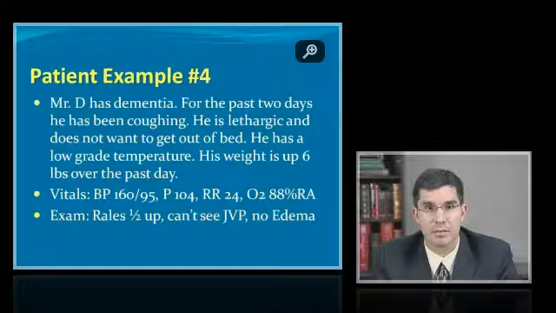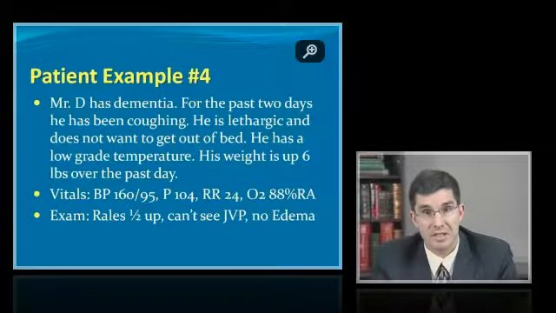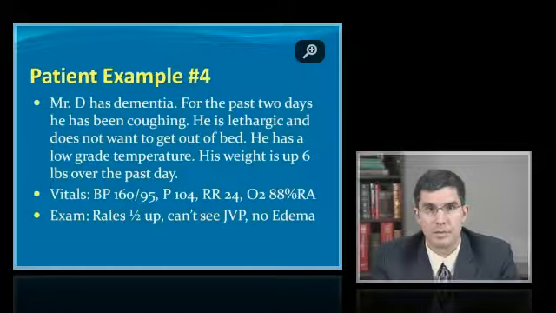On physical exam, his blood pressure is 160/95, his pulse is 104, his respiratory rate is 24, and his oxygen level is 88% on room air. On exam, he has rales half the way up the lung fields. You're not able to see his jugular venous pressure, and he has no edema in his legs. So think about whether Mr. D is in the green, yellow, or red zone.